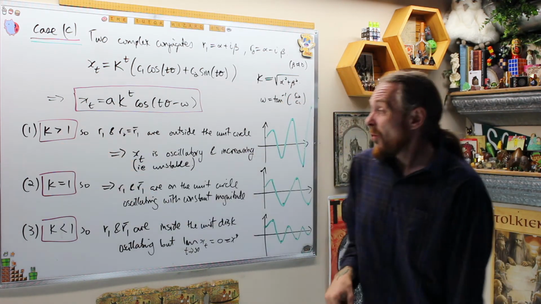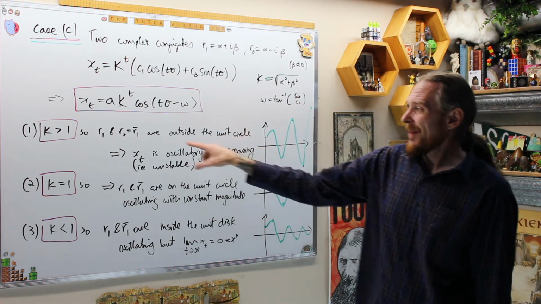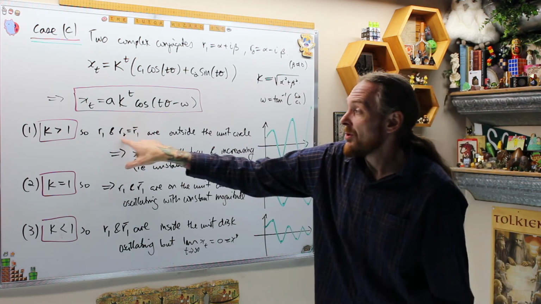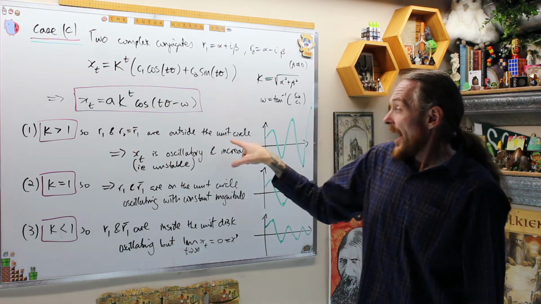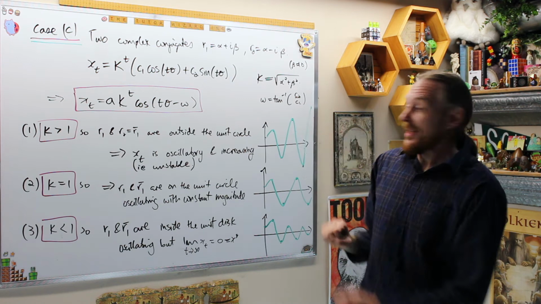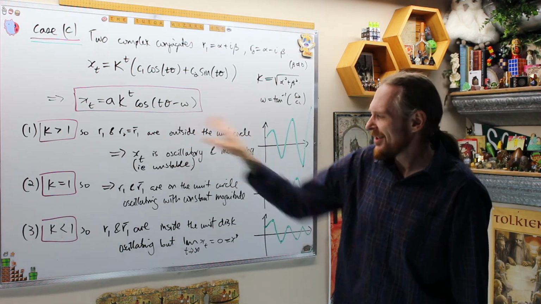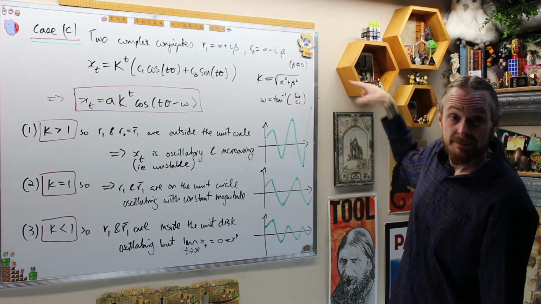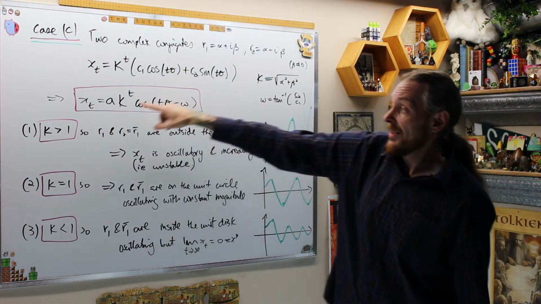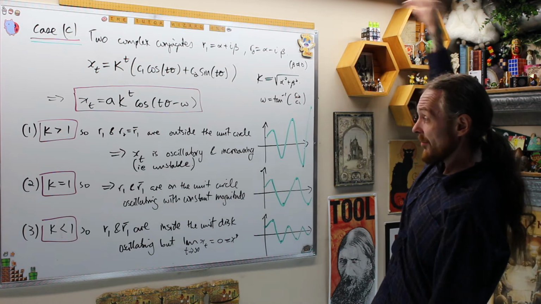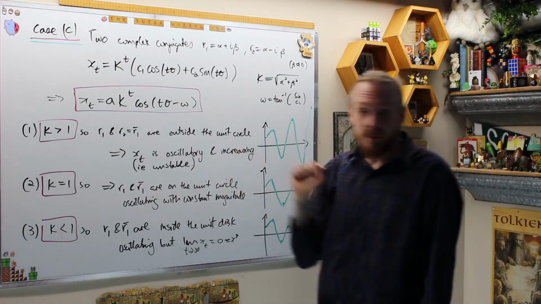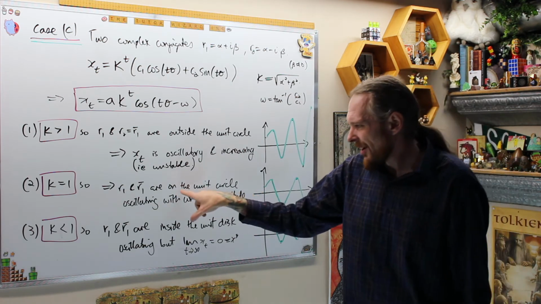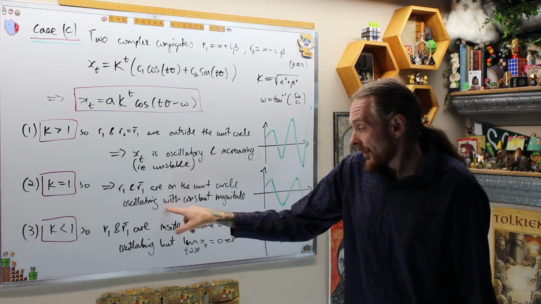If k is larger than 1, we're going to get oscillatory behavior. That means that pictorially, in the complex plane, those two roots are outside of the unit circle. If that happens, we're going to get oscillatory but increasing, because this will stay oscillating, but the amplitude is going to grow, so the points are going to get bigger and bigger as we go. Unstable is the moral. If k equals 1, again, we're going to get oscillatory, but with constant magnitude.